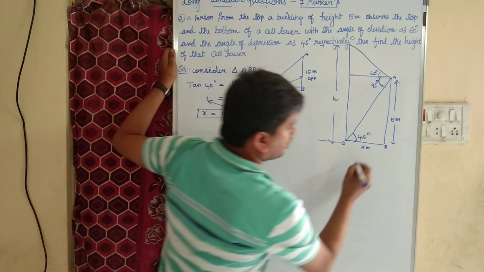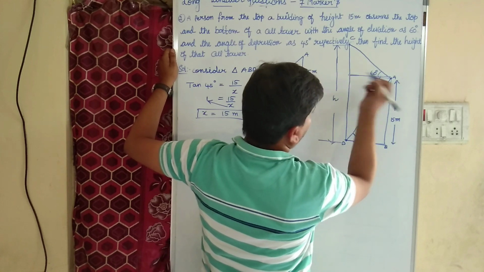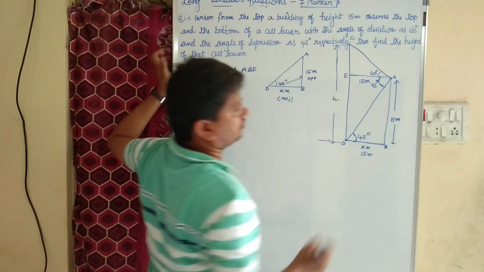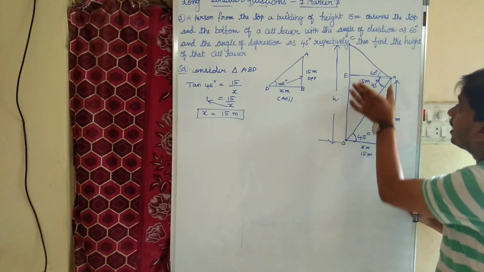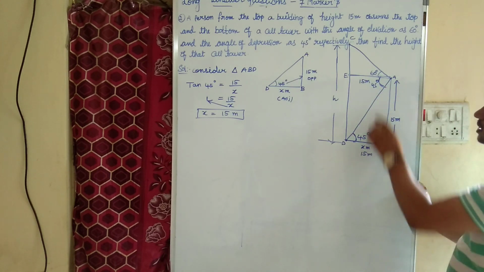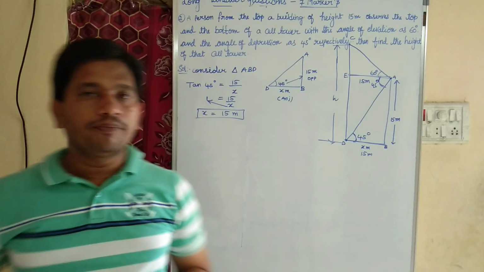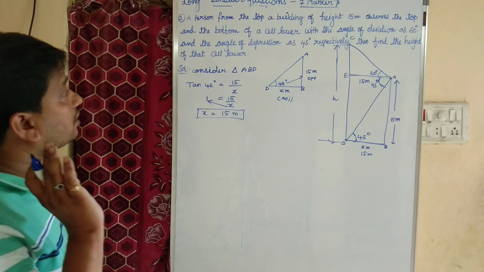Which is how many meters, children? This is 15 meters. If BD is 15 meters, automatically AE is also 15 meters, because they both are parallel lengths. Okay, same length. Now actually we need to find the height of the cell tower.